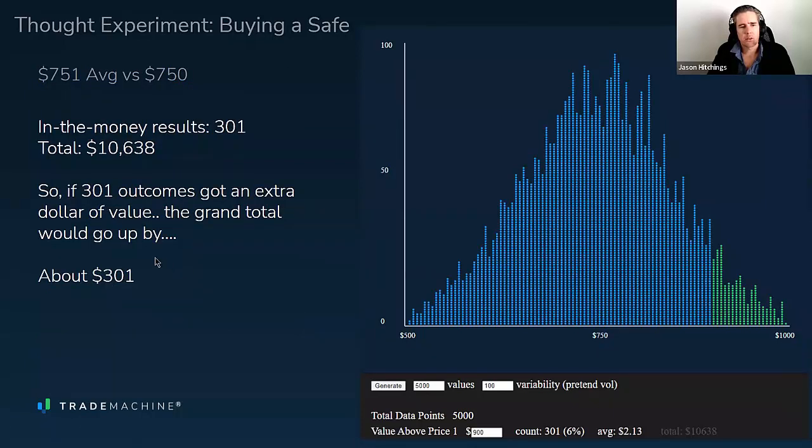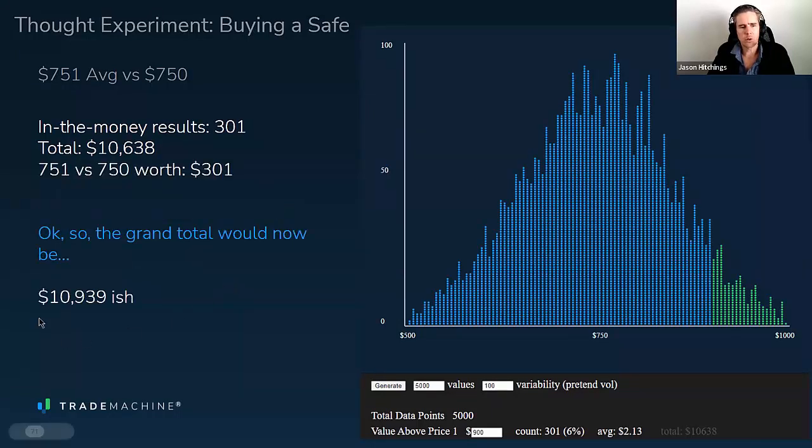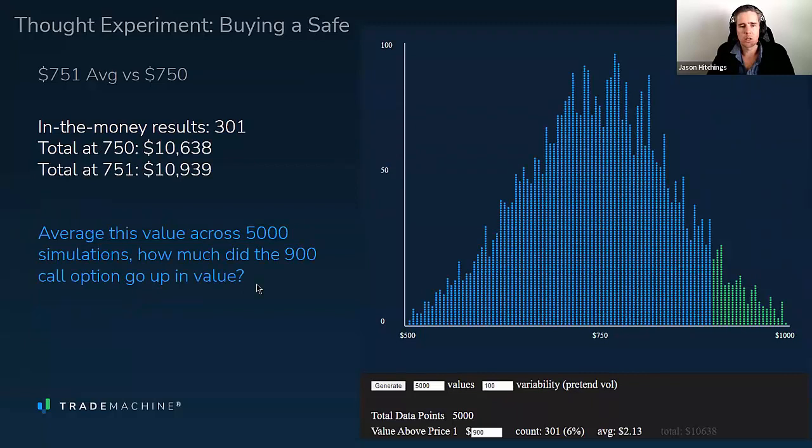So we'd expect the total amount of money that we earn to go up by around $300, maybe a little more, because our strike is $1 closer. But maybe 300 or 310 is about the amount of extra money that we'd expect to come out of the safe. So our guess might be, instead of 10,638, maybe it's 10,939 or 10,950, something in that range. So let's ask the computer.